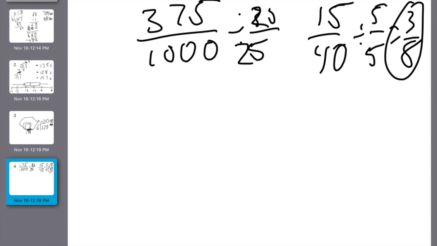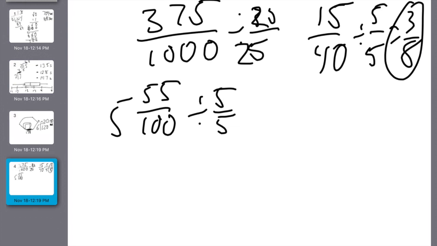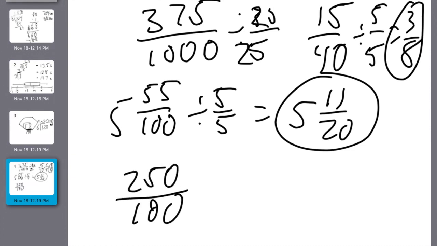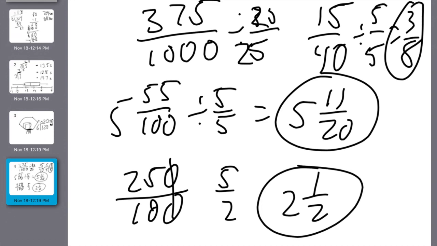B, I have 5 and 55 over 100. Dividing by 5 over 5 equals 5 and 11/20. And C, I have 250%. They want it as a fraction, guys. Remember, percent means over 100. So I divide by the 10 and cross off those zeros. Divide by 5 gives me 5 over 2. 2 goes into 5 twice. I have 1 left over. It's 2 1/2. Good practice there.